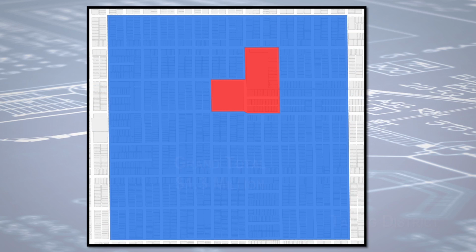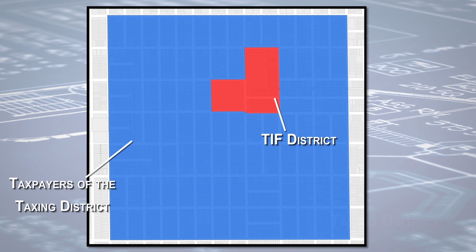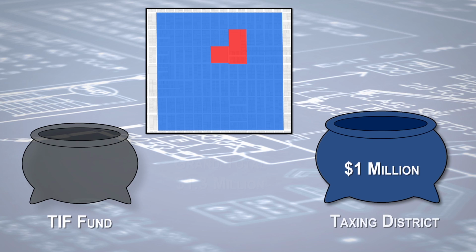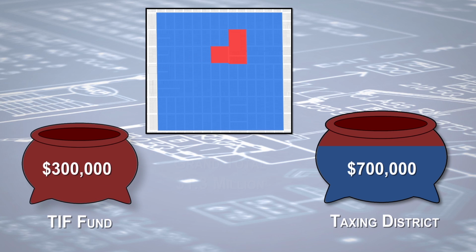In most cases, taxpayers outside the TIF pay more to generate the revenue requested by the taxing districts. For example, if a taxing district requests $1 million and $300,000 is diverted to a TIF, then taxpayers must pay an additional $300,000 to make that district whole.